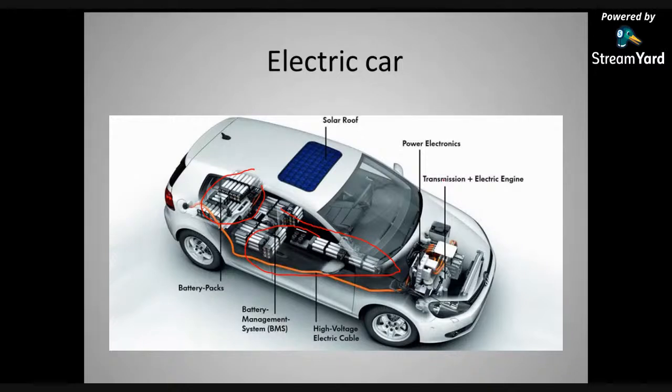At the same time, you can see the complex power electronics being used here, which lead to the electrical engine. It's integrated with the electrical engine and also the transmission. You can see how complex it is. There is also a high voltage electrical cable used for charging the batteries, because the amperage of such vehicles is higher and higher. For example, it may be around 1000 amps, maybe.